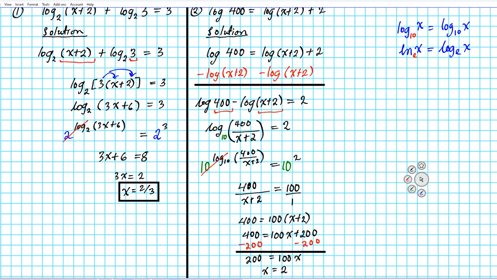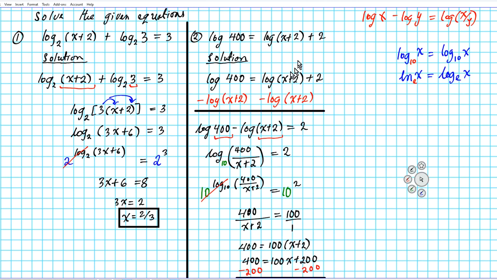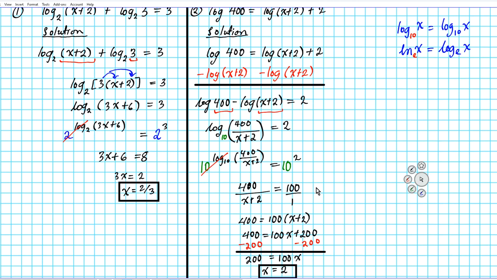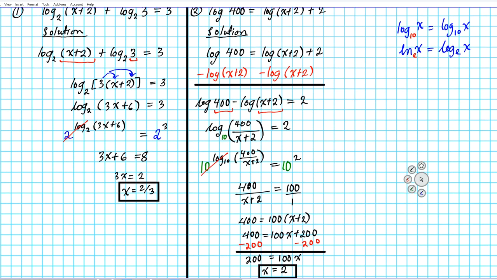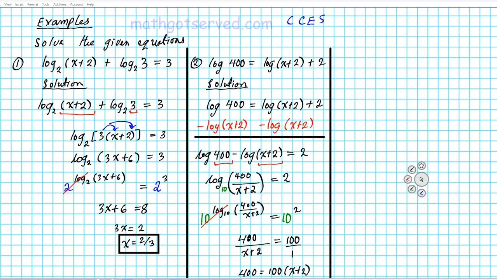Just to check to make sure that we don't get an undefined expression, when you plug into log of x plus 2, we have log of 4, which is good because it's not a negative argument. So this answer looks perfectly fine considering the domain of the log functions is just numbers that are bigger than 0. All right, let's take a look at the last question, problem number 3.